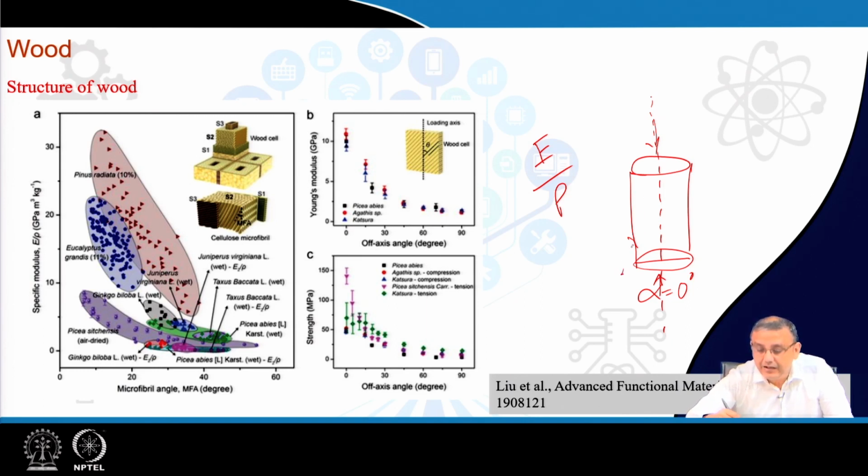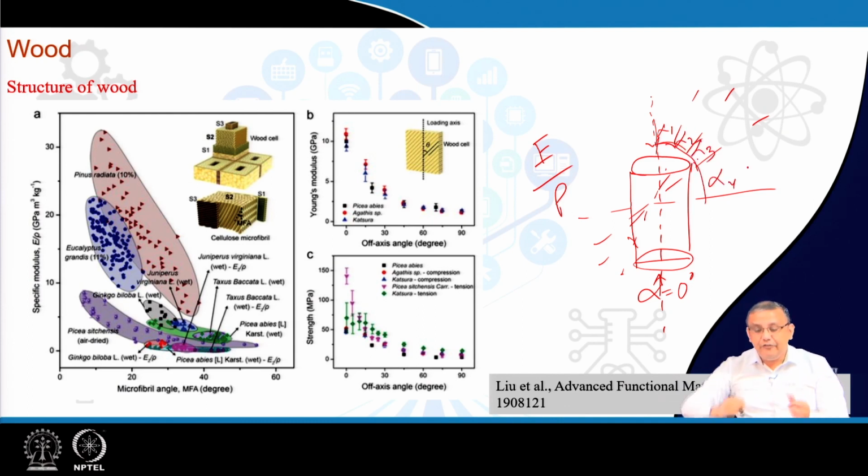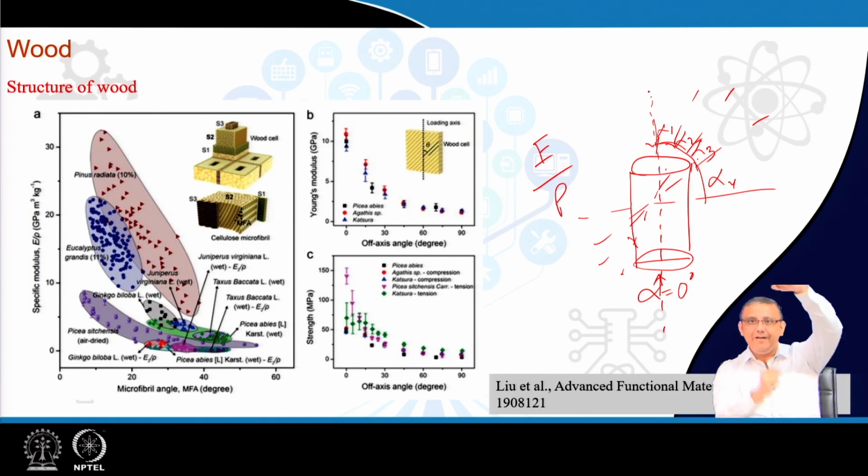For example, if this angle is alpha 1, then this is alpha 2, this is alpha 3, and going to alpha 4, 90 degree, right. So, we keep on increasing, keep on tilting the wood. That means we assume the wood trunk is remaining constant and we are tilting the loading direction, or the other way around, the loading direction remains constant and the wood is continuously tilted, right.